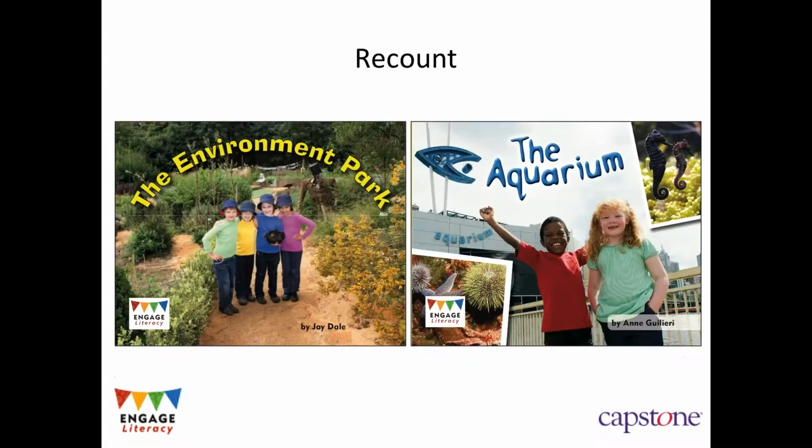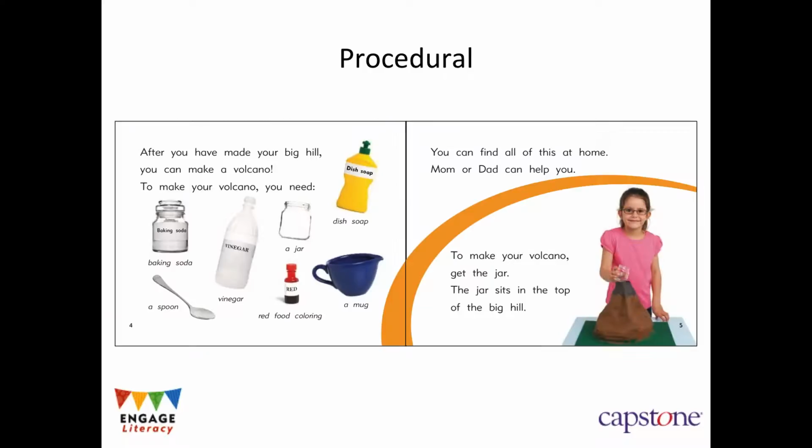A recount is another example of a non-fiction text where the writer tells an experience or an event. Autobiographies and the retelling of historical events are examples of recounts. Non-fiction texts can also be procedural. This type of text tells us how to do something. Some examples of procedural texts are recipes, directions, instructions, and the rules for a game.